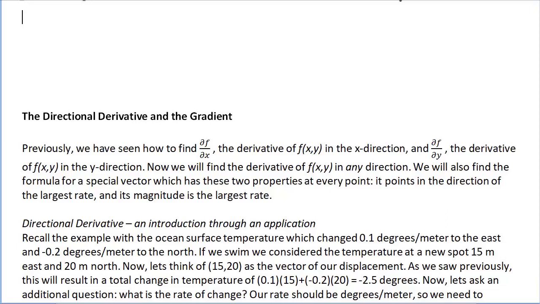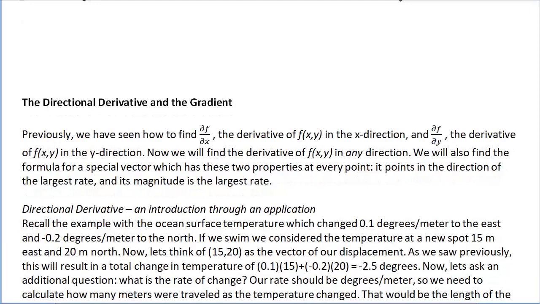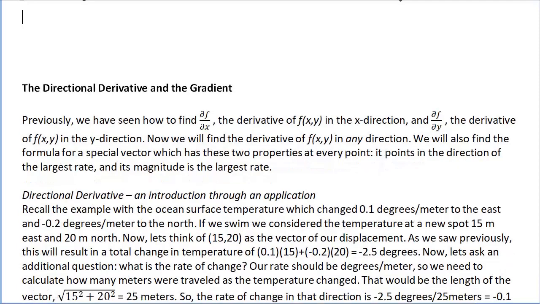Okay, now let's ask an additional question. That's the total change. What is the rate of change? So rate of change we know should be degrees per meter. So what does that mean we need to do? We need to calculate how many meters were traveled as the temperature changed. So that's just going to be the length of the vector.